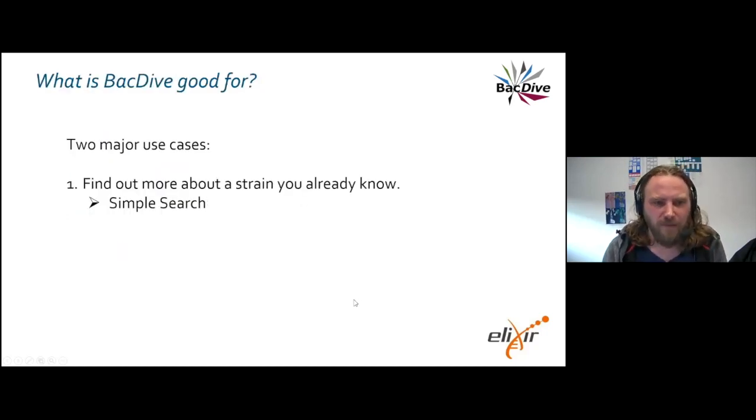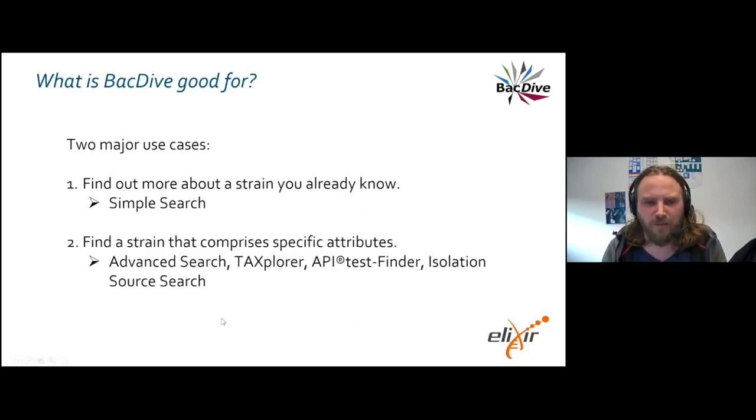Okay, so what's next? I want to talk about two major use cases. The first one is a very simple one: you already know a strain and you want to find out more about it. And you check BacDive either directly via Google or with a simple search. But the second one is a more interesting one, which we will talk about later on: to find a strain by its attributes. And therefore you have different searches that we'll show you later on.